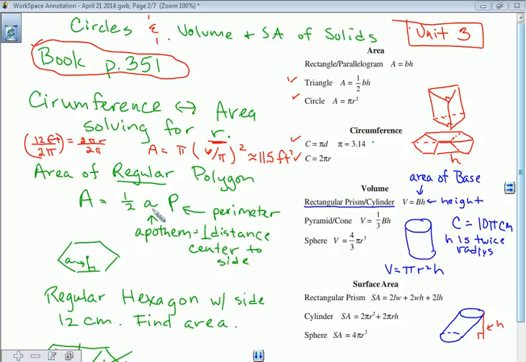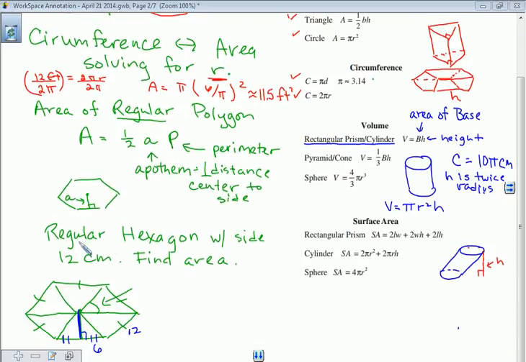Okay? All right, so it's 1/2 the apothem times the perimeter, and the apothem is that perpendicular distance from the center of a regular polygon to its side. So how would a problem like this look? They might tell us that a regular hexagon has a side of 12 centimeters and to find its area. So if we thought about a regular hexagon, I drew it in.